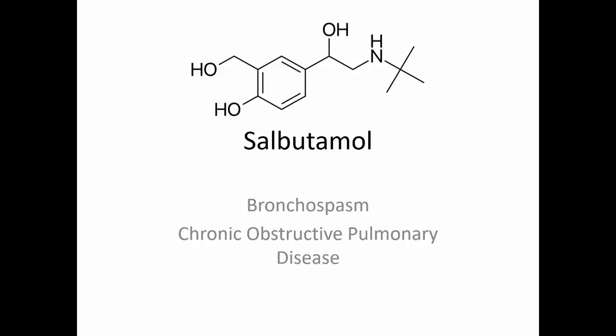As a beta-2 agonist, salbutamol also finds uses in obstetrics. Intravenous salbutamol can be used as a tocolytic to relax the uterine smooth muscle to delay premature labour.